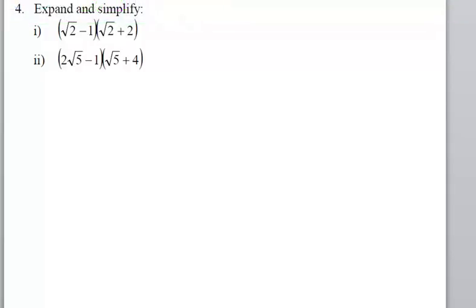Practice exam questions 4 and 5. So question 4, we want to expand and simplify these surds here. So we've got the square root of 2 minus 1 multiplied by the square root of 2 plus 2 here. So first we do square root of 2 times the square root of 2, so it's the square root of 2 squared, which becomes 2.